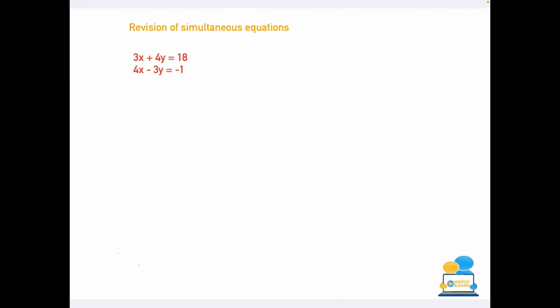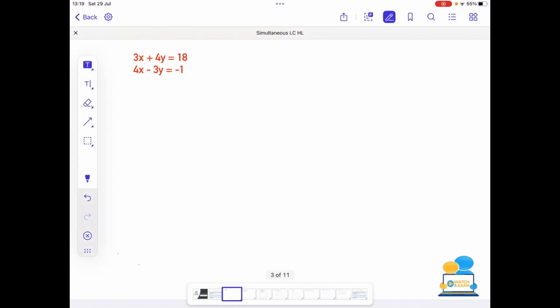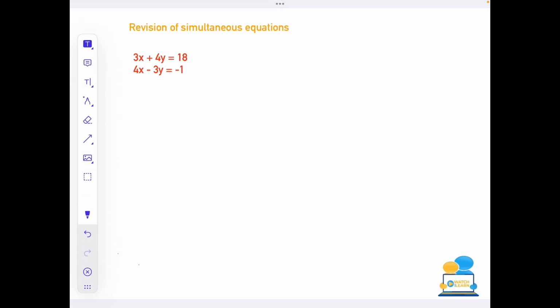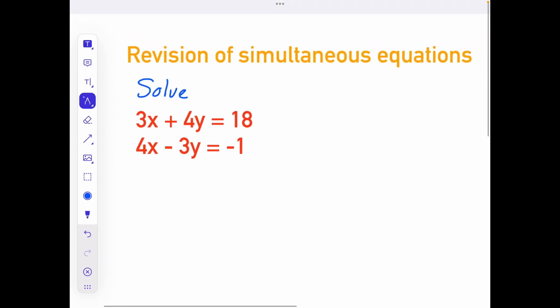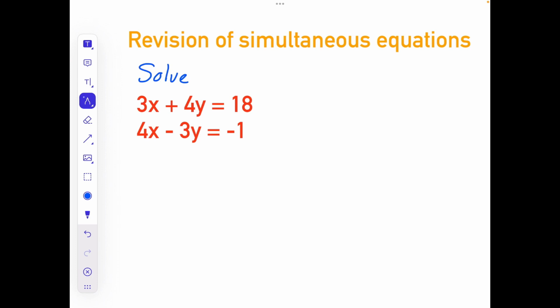Okay, so very quickly, this is how it would have come up in your Junior Cert. Okay, so here the question would say solve. Okay, by solve here we want x equal to something and y equal to something. Now for any simultaneous equations, what we want is we want to pick a letter. So I'm going to go with y's here. And we want the coefficients or the number in front of the y's to be the same number but of opposite signs. That way they're going to cancel out.